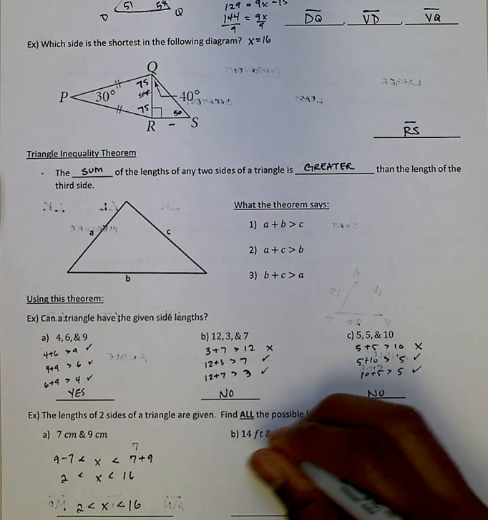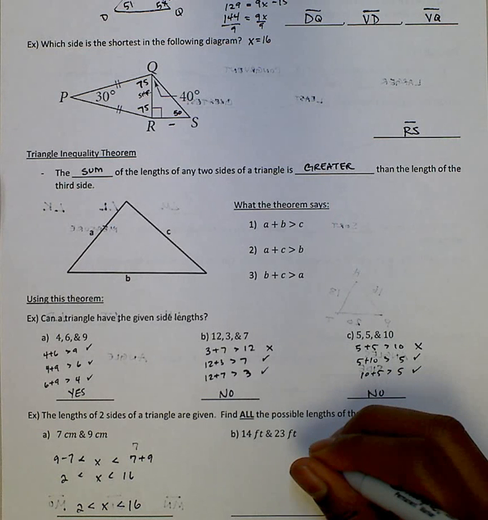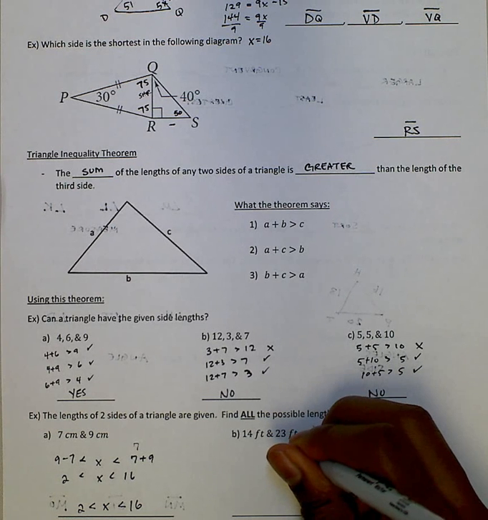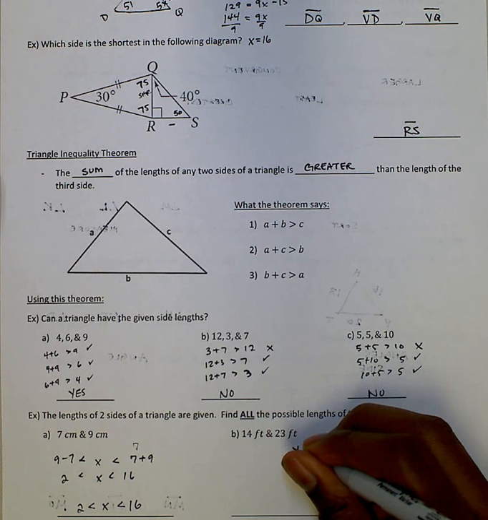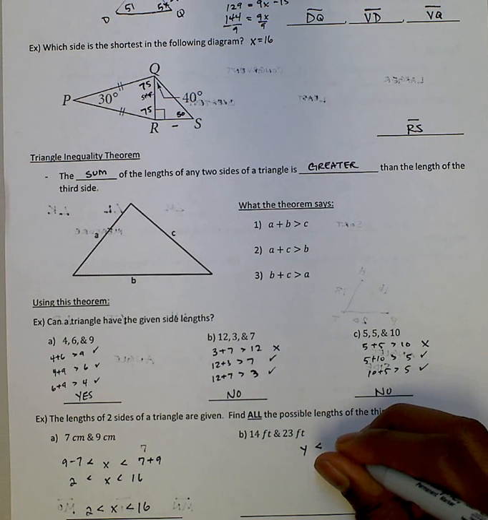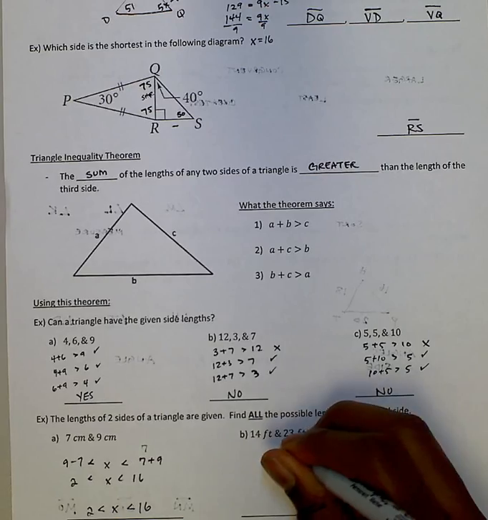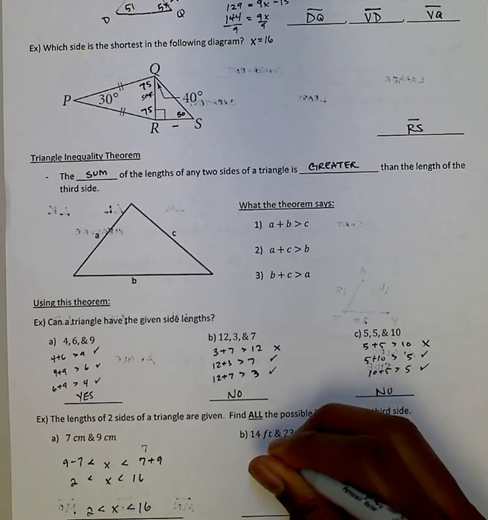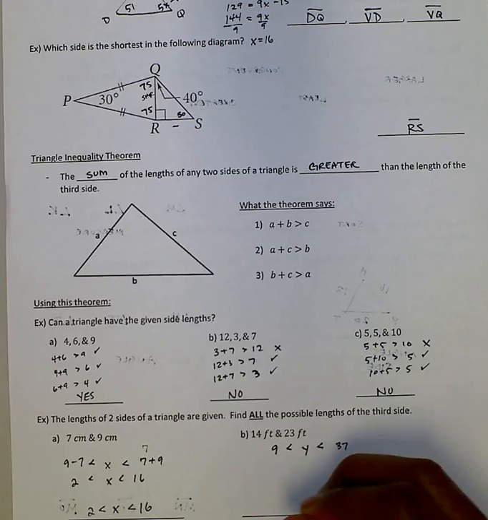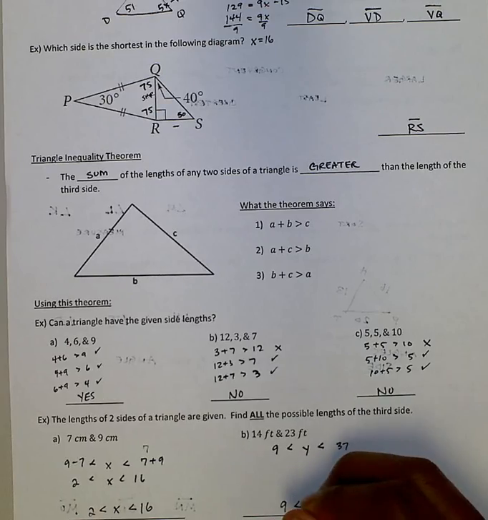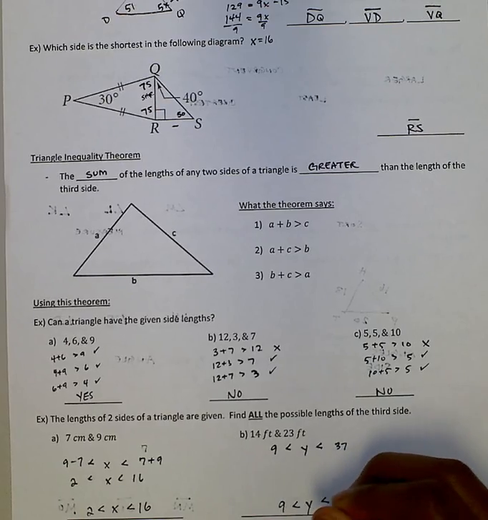My last one, if I want to find the possible side, I'll just use y. Remember that y has to be less than these two added together, 37, and greater than the difference between these two, 9. And so that's my inequality. These are all the possible lengths for y, somewhere between these two.